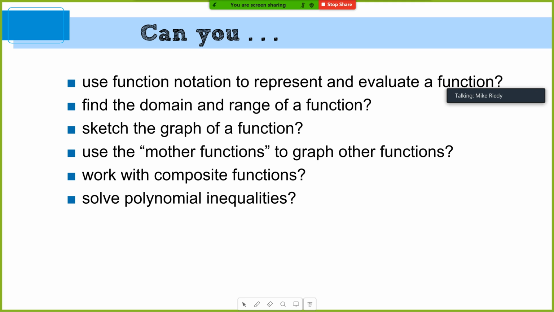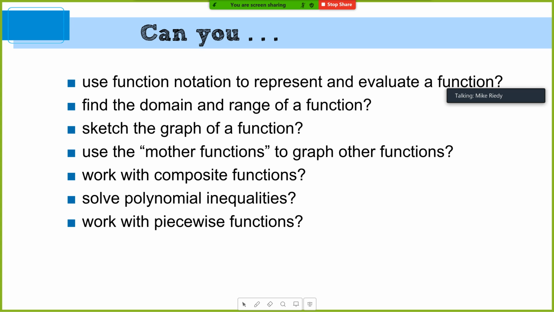And then we're going to spend a good chunk of time solving polynomial inequalities. And not because solving polynomial inequalities is such a crucial topic for us, but because there's a lot of things that you use solving polynomial inequalities that apply to the stuff that we're going to do in calculus.